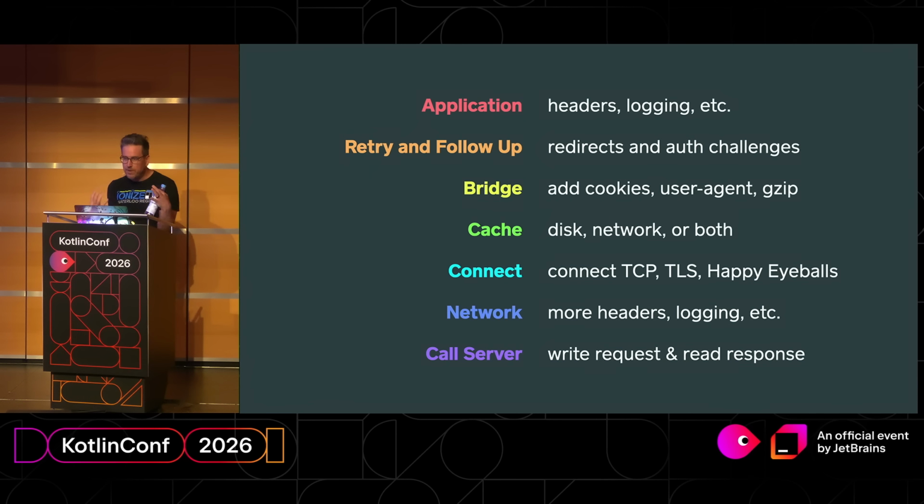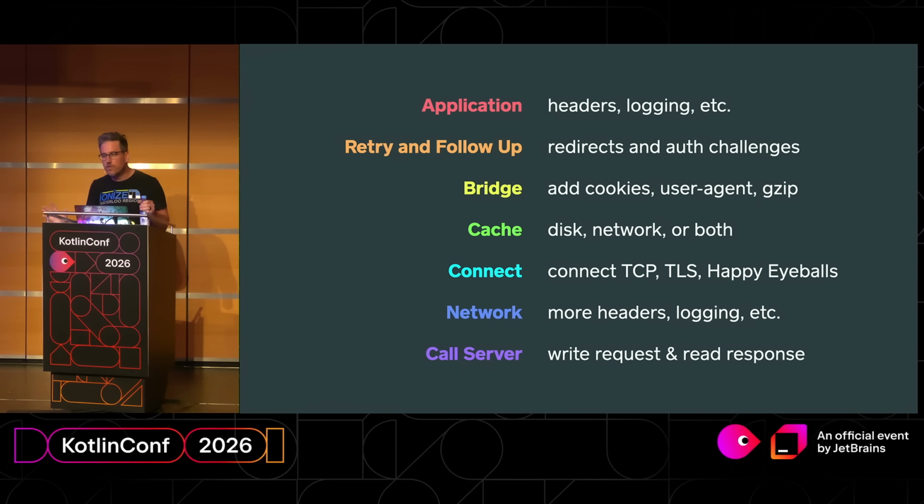And so if you open up OkHttp and you say, like, how does it work? The entire library is just this stack of 7 interceptors. And the first one is just all of the application interceptors that users write. We have one for retries, bridging, caching, connecting, and then we run all of the users' network interceptors.